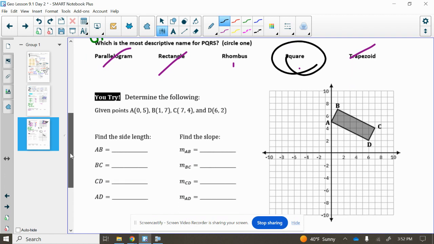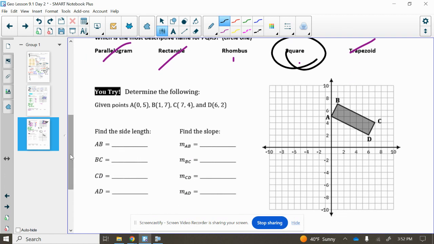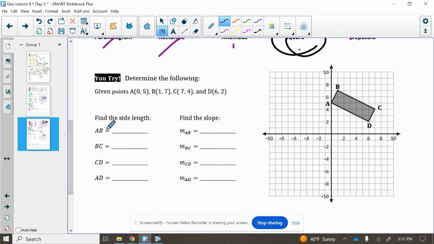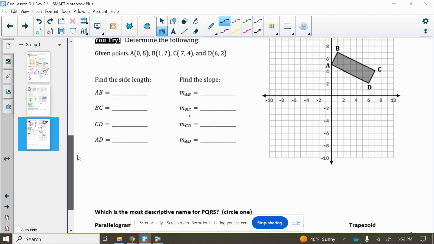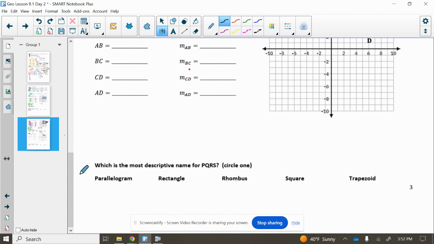We have one final example for you to try. On this one, you are going to start off by finding the side lengths of all 4 sides of our polygon, find the slopes, and then finally, what kind of quadrilateral would this be?